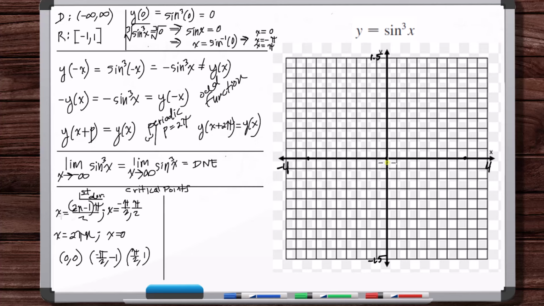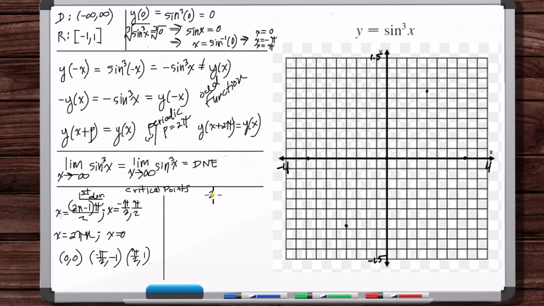So let's plot these points. 0, 0. Now minus pi over 2 is about minus 1.6. So 0.4, 0.8, 1.2, 1.6. And then minus 1. So 0.15, 0.30, 0.45, 0.60, 0.75, 0.90, 1.05, so like around here-ish. Now 1, 2, 3, 4, pi over 2, and then 1, 2, 3, 4, 5, 6, about right there.